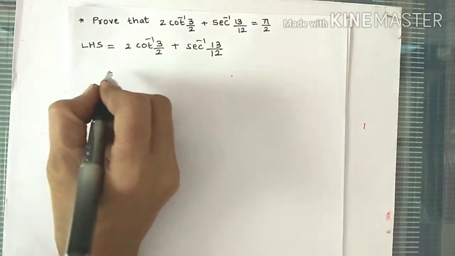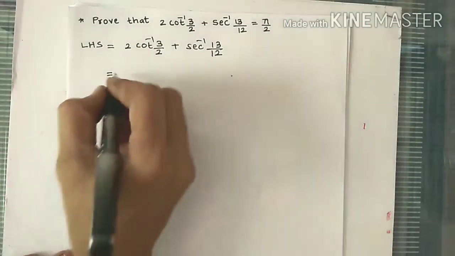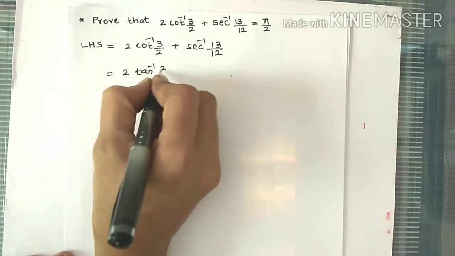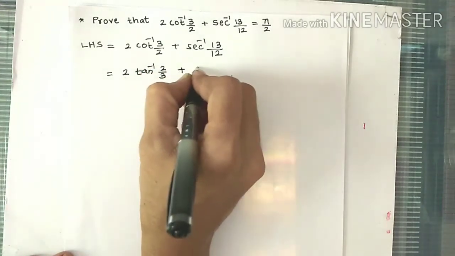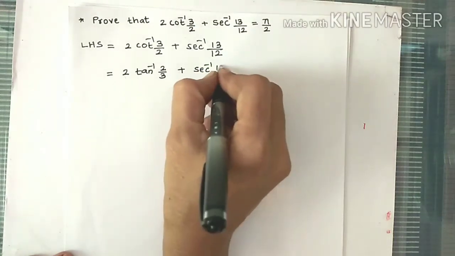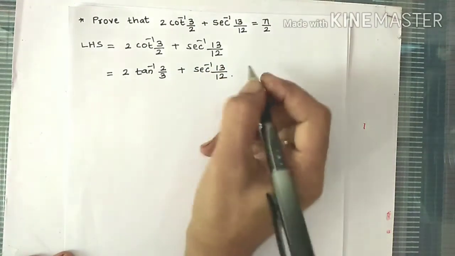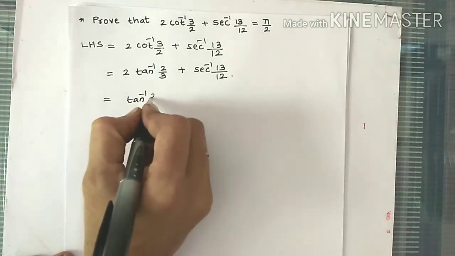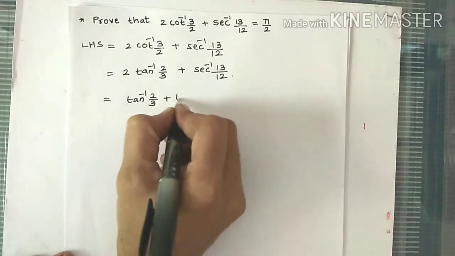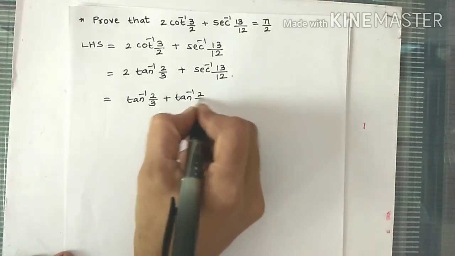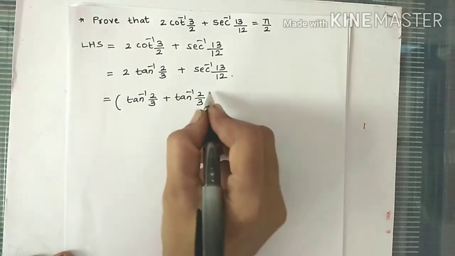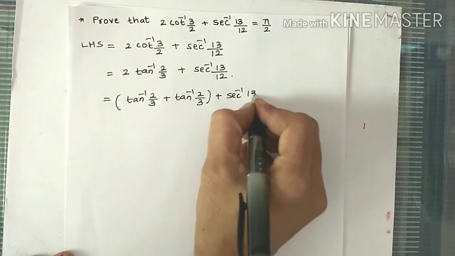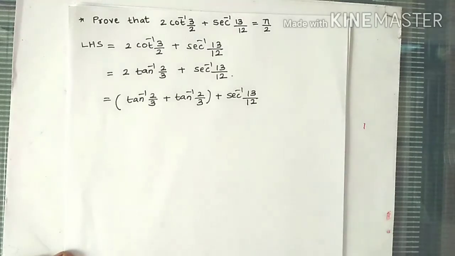So first let's write this cot inverse in terms of tan inverse. So that becomes 2 tan inverse of the reciprocal of this term, that is 2 by 3. Let's write the other term as it is, and afterwards we will see how to change it. So 2 tan inverse of 2 by 3 we can write as tan inverse of 2 by 3 plus tan inverse of 2 by 3. Now to use the property of tan inverse x plus tan inverse y, we are writing this as tan inverse plus tan inverse.